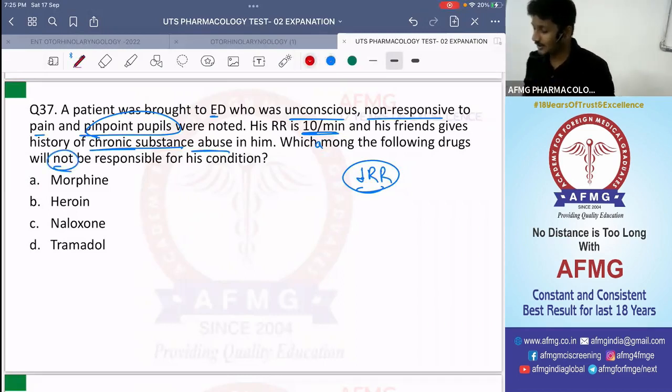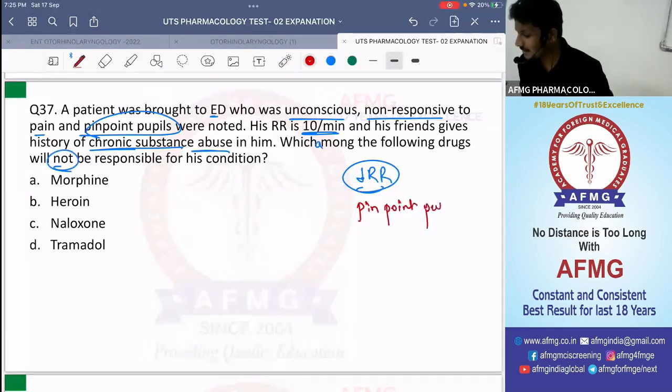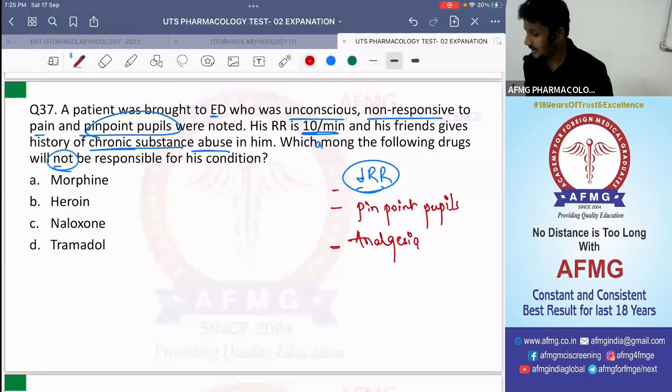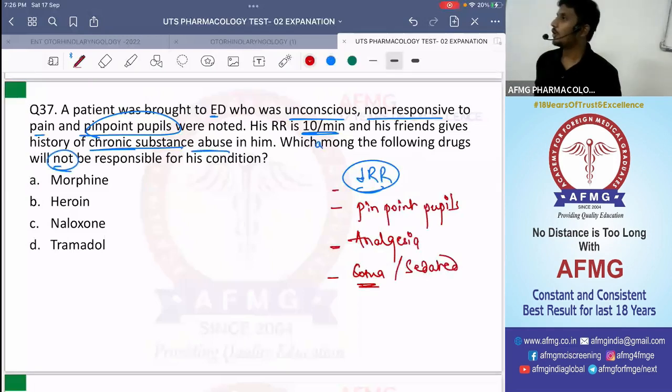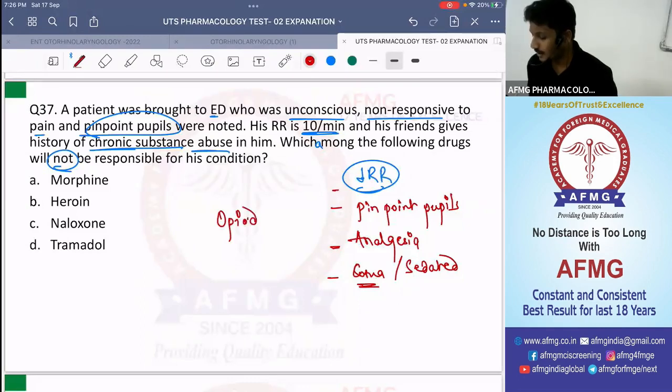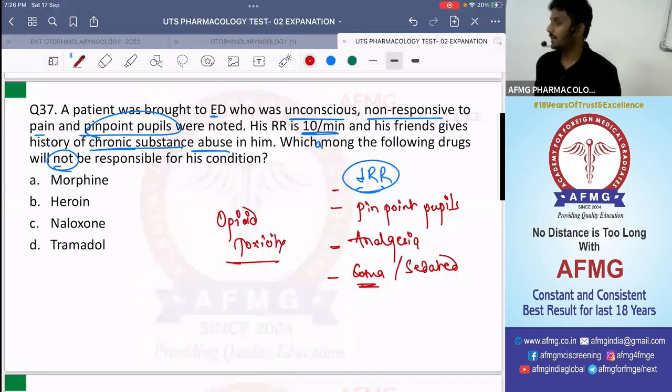So, yaad rakh lo, the respiratory rate is decreased. There are pinpoint pupils in the patient. Non-responsive to pain, that means param anand prapt kar raha hai. That is, he is having analgesia. Okay, and unconscious, that means he might likely be in a coma or sedated. ठीक है? And all of these are features of opioid toxicity या opioid overdose. कोई दिक्कत नहीं है इसमें.